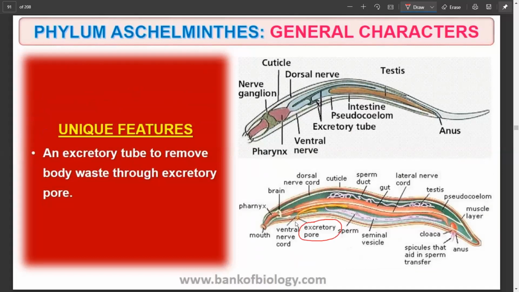As you can see here, this particular part on the ventral side, towards the anterior side, not the posterior side, there is an excretory pore. Although there is an anus for removal of the waste materials, the excretory pore here is actually on the anterior side, and that is going to help in removal of all the waste materials.